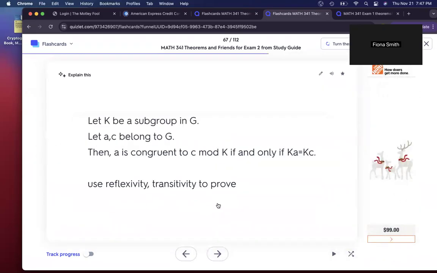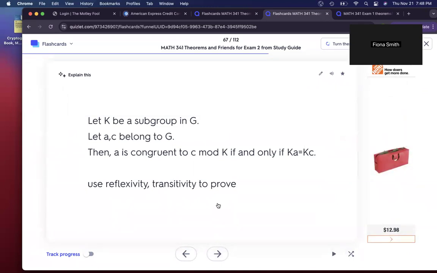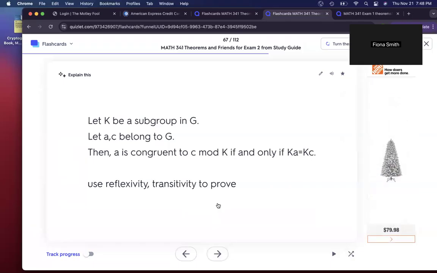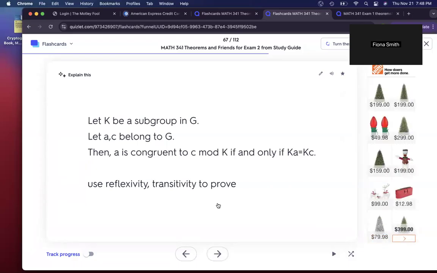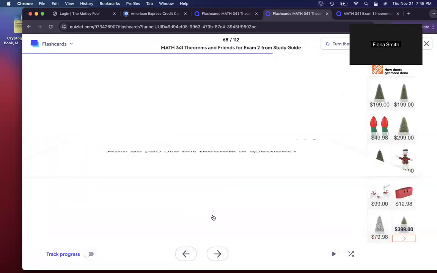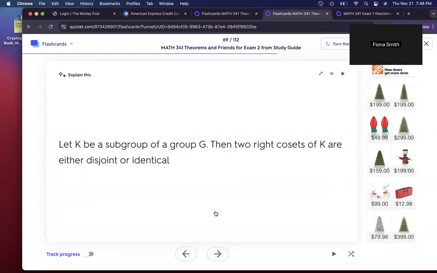Theorem 8.2: let K be a subgroup in G, let a, c belong to G. Then a is congruent to c mod K if and only if Ka equals Kc. And you would use reflexivity and transitivity to prove it. How do you use this theorem in questions? Yeah, I don't know.